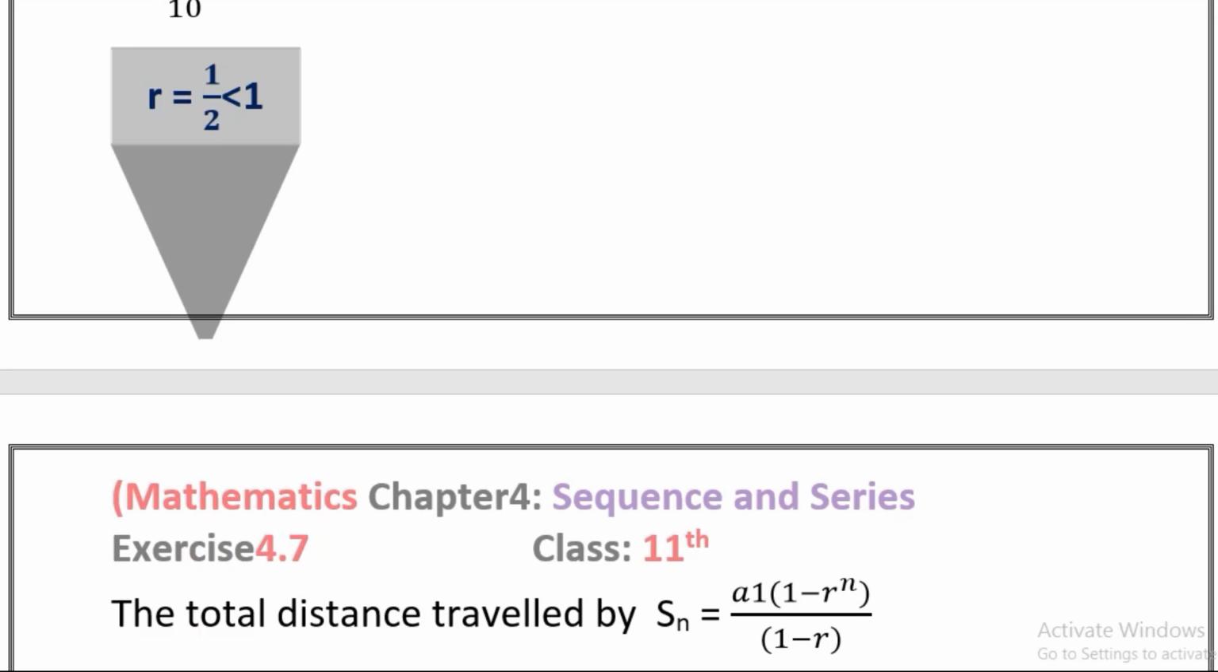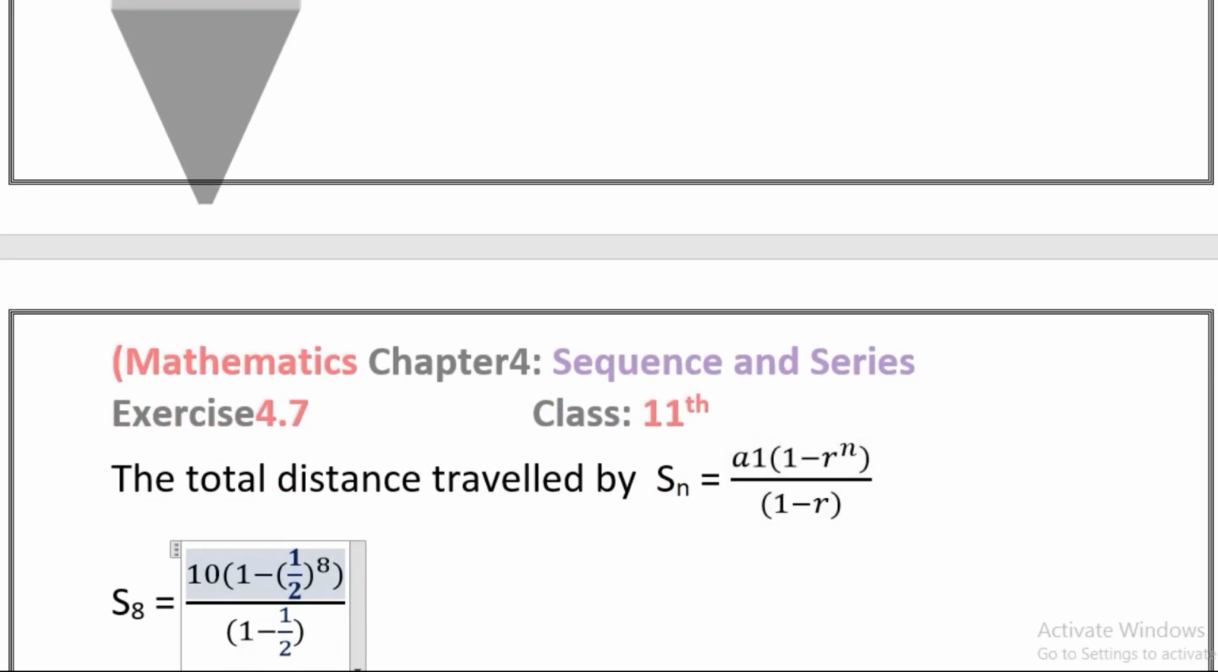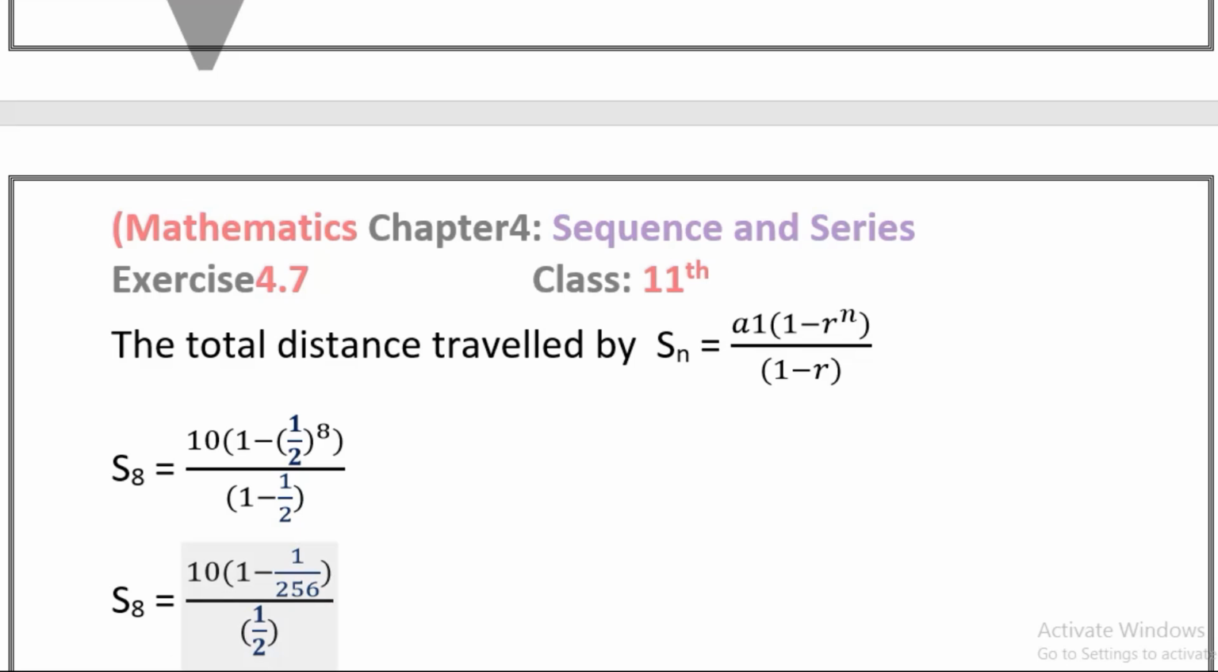So by using the formula, the total distance traveled Sn is equal to A1 into 1 minus r to the power n, divided by 1 minus r. By putting the values, n is equal to 8, so S8 is equal to A1, which is 10, into 1 minus r, where r is equal to 1 divided by 2, to the whole power 8, divided by 1 minus r, which is 1 minus 1 divided by 2. So next, 10 into 1 minus 1 over 2 to the power 8; 2 to the power 8 is equal to 256, divided by 1 minus 1 divided by 2, which is equal to 1 divided by 2.